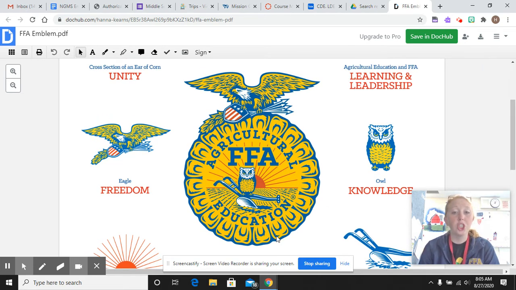So what I want you guys to do now is to find and get some materials, maybe draw out the emblem or trace it off of your computer. Maybe you have the ability to print off the outer parts of it so that you can draw the inner parts in. It's really up to you. I just want you guys to be creative.